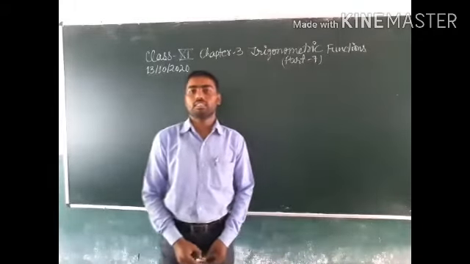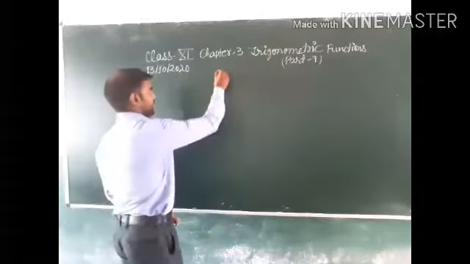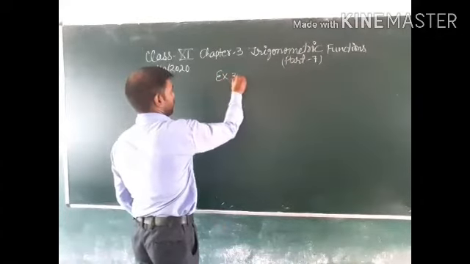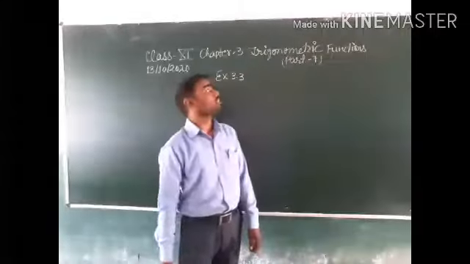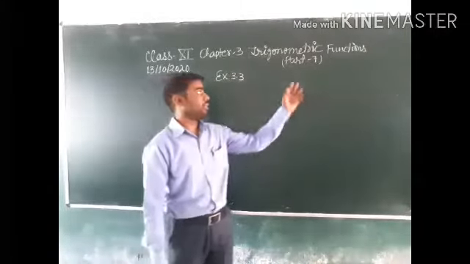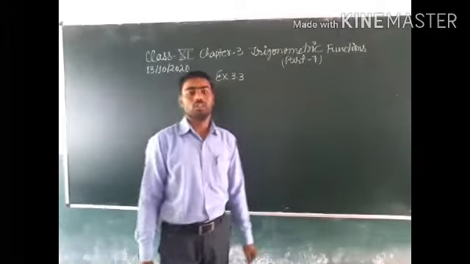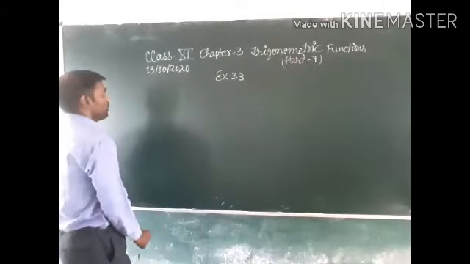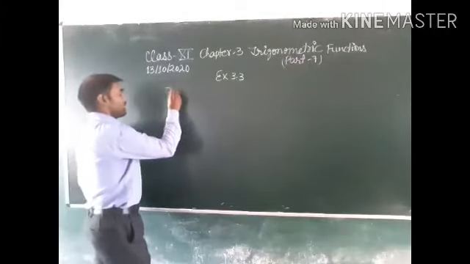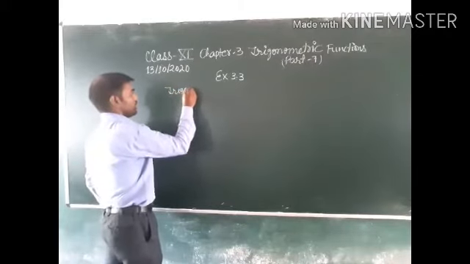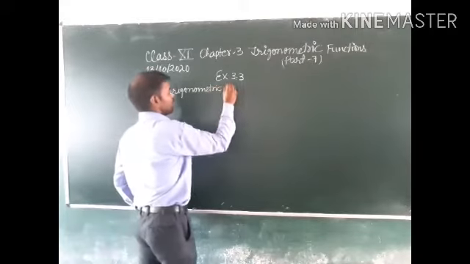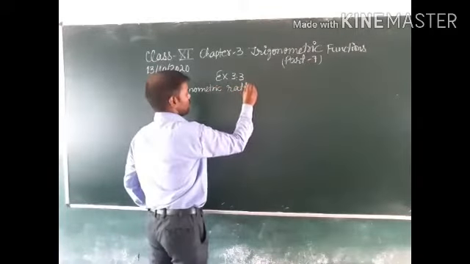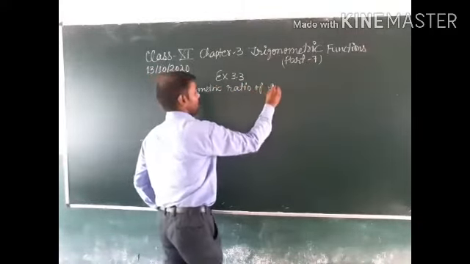Today we'll start exercise 3.3 of class 11th chapter 3, trigonometric functions. This is part 7 of this video. First of all, today we studied about trigonometric ratio of allied angle.